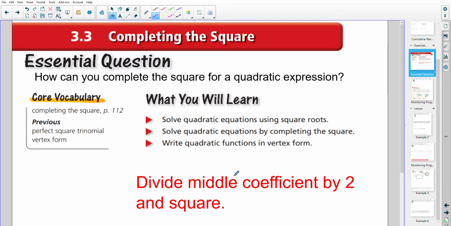The way to remember how to complete the square is to memorize this saying here that says: divide the middle coefficient by 2 and square. Divide the middle coefficient by 2 and square.